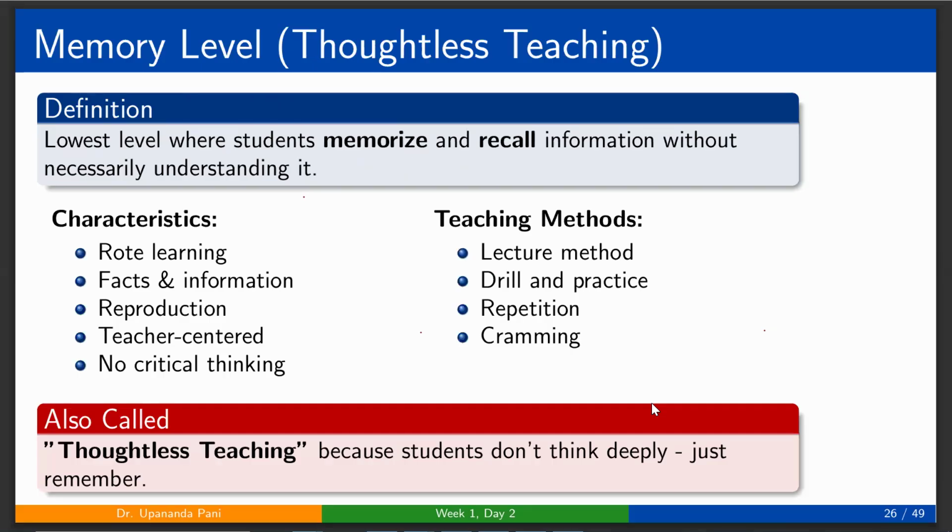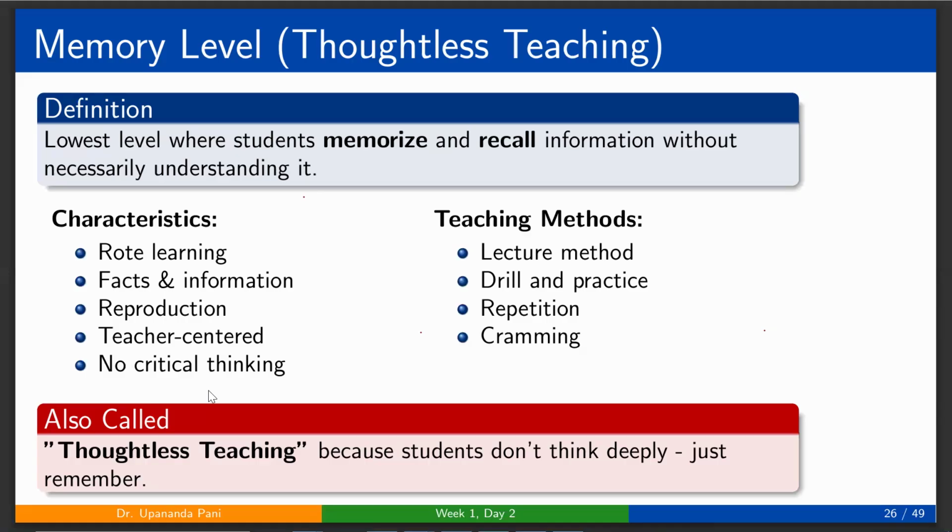So memory level, that is thoughtless teaching basically. The definition is it is the lowest level where students memorize and recall information without necessarily understanding it. The characteristics are rote learning, facts and information, reproduction, teacher-centered, no critical thinking. And what are the teaching methods you use? Lecture method, drill and practice, repetition, cramming, and it is also called thoughtless teaching because students don't think deeply, they just remember. Now as a teacher, you should know which level you are basically teaching, right?